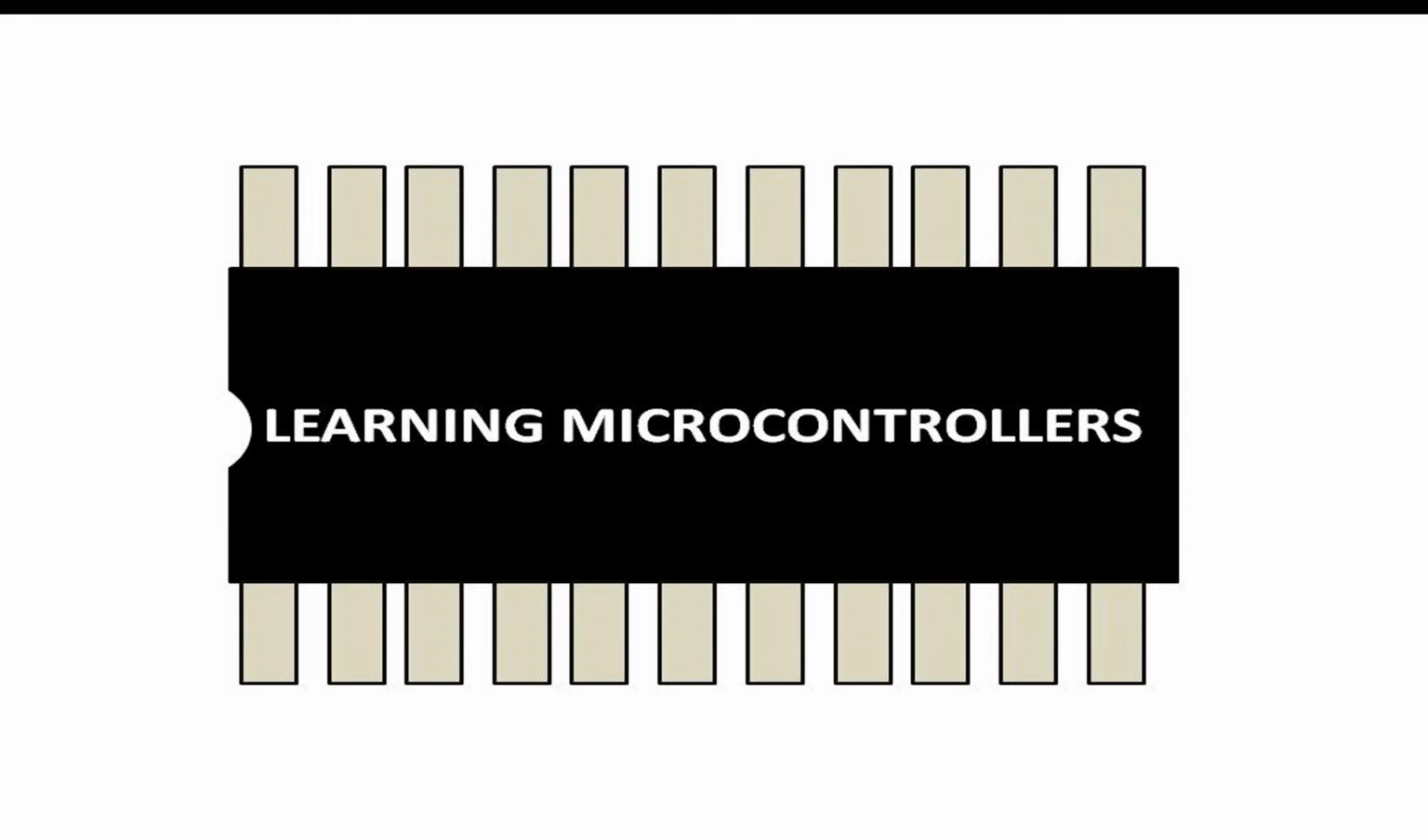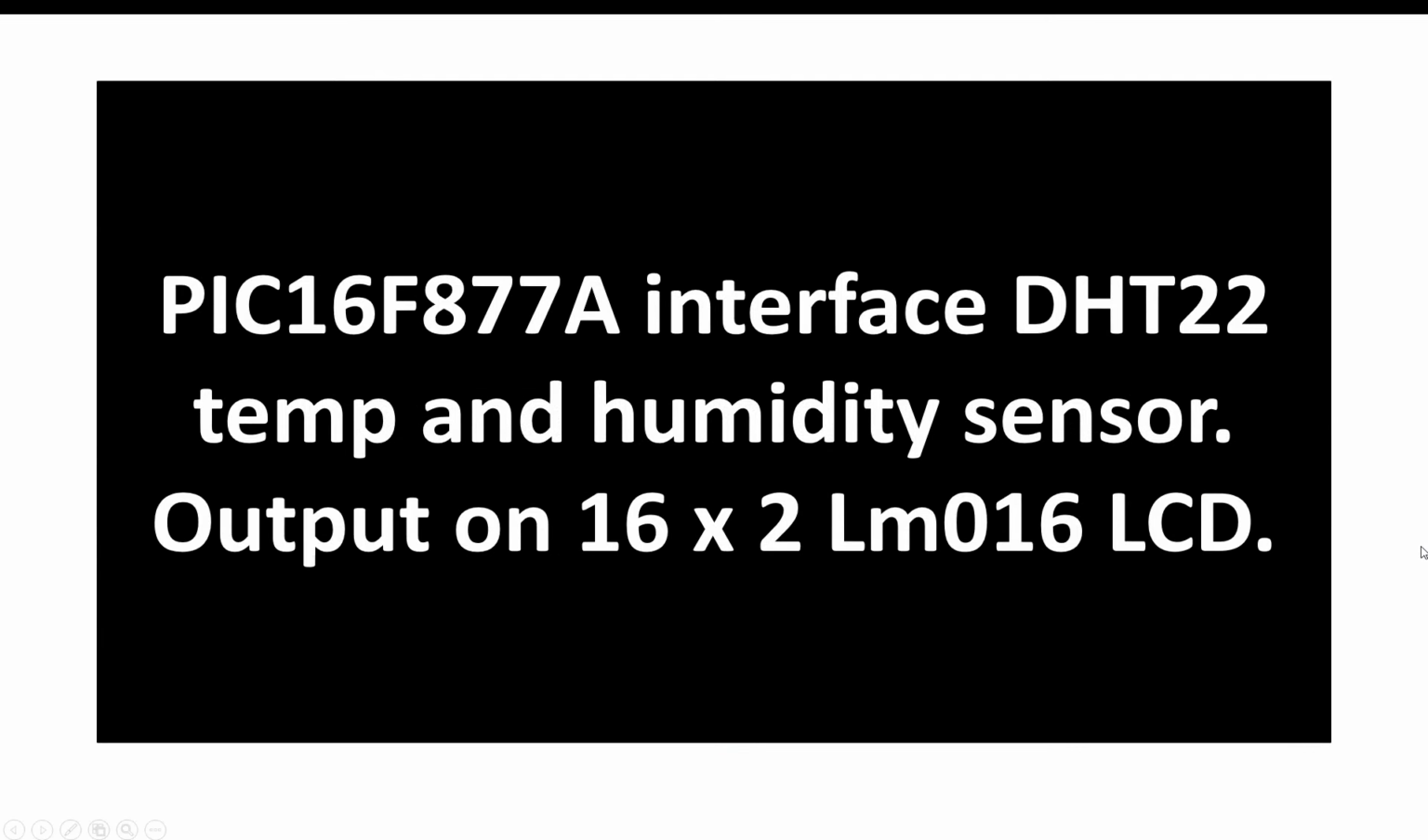In this video I'm going to show you how we can interface a DHT22 temperature and humidity sensor with a PIC16F877A microcontroller using MikroC for PIC programming. And then guys, we will be displaying the output on a 16x2 LM016 LCD. So we will simply be modifying a code from one of my previous videos, the DHT11 sensor video, and then I will show you how you can modify that code to run on this DHT22 sensor as well. So let's get started.